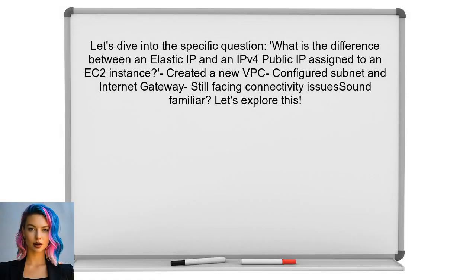Let's dive into the specific question at hand. One user recently asked, what is the difference between an elastic IP and an IPv4 public IP assigned to an EC2 instance? They mentioned that they created a new VPC, subnet, internet gateway, and configured everything, but still faced connectivity issues. Sound familiar? Let's explore this together.